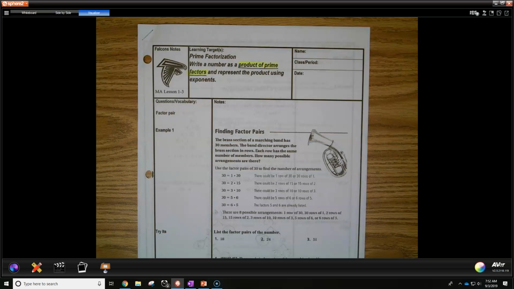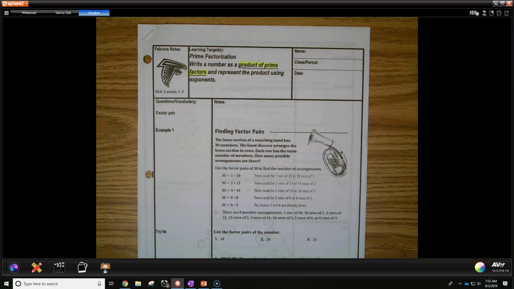Why did I put a star by 2? Does anyone know? It's the only even number that is prime. All other even numbers can be divided by 2. So 2 is the only one, because when it's divided by 2, that's its number itself.